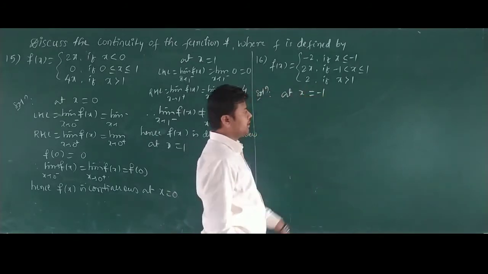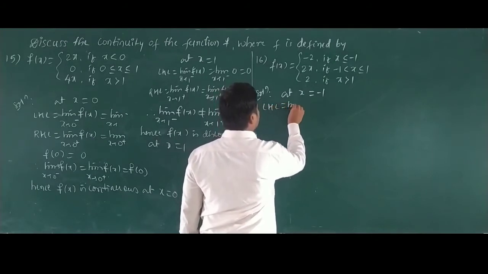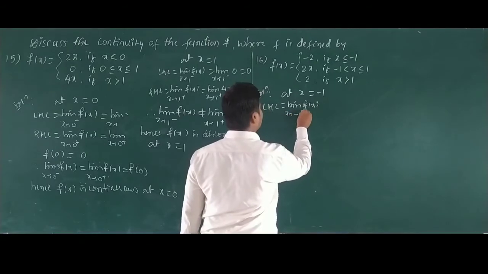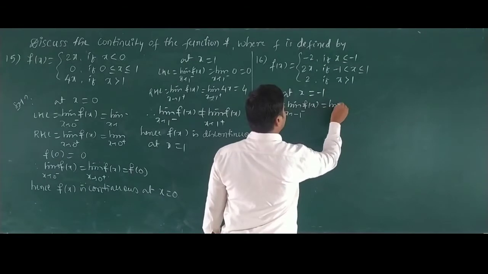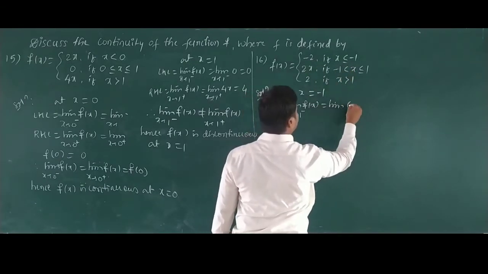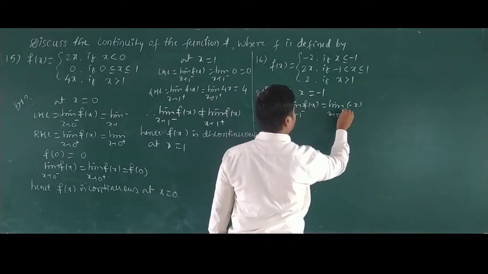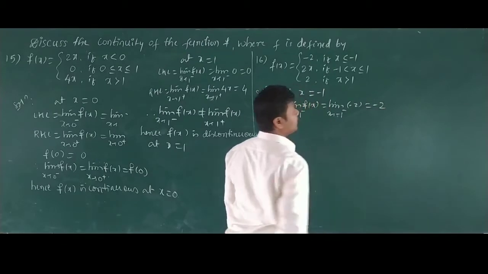We have to define LHL and RHL. So what is LHL? LHL is equal to the limit of f of x as x tends to minus 1 minus. For x less than minus 1, f of x is minus 2, a constant function. The limit of minus 2 as x tends to minus 1 minus is a constant function. This value is minus 2 only.